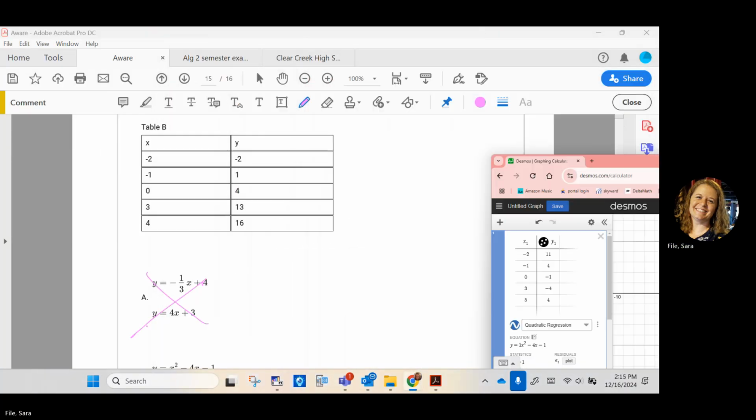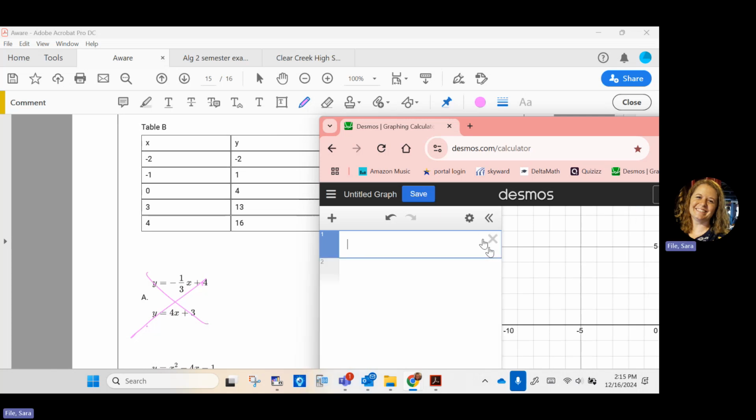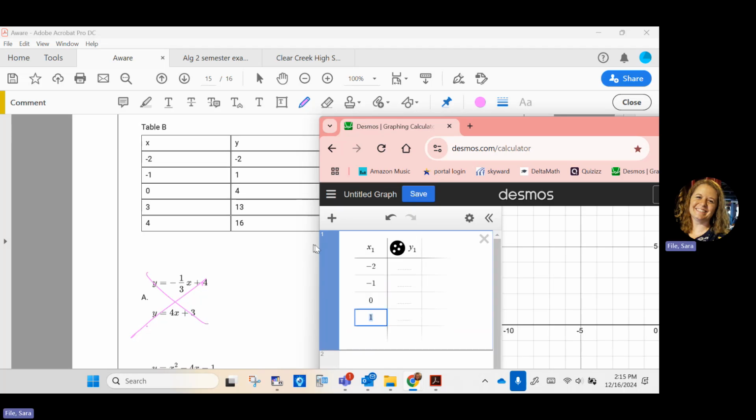So I'm going to clear those out. Oh, I guess I need to enter a table first. That would be smart. Now type in my values. -2, -1, 0, 3, and 4. -2, 1, 4, 13, and 16. And then we can click here to get our regression.